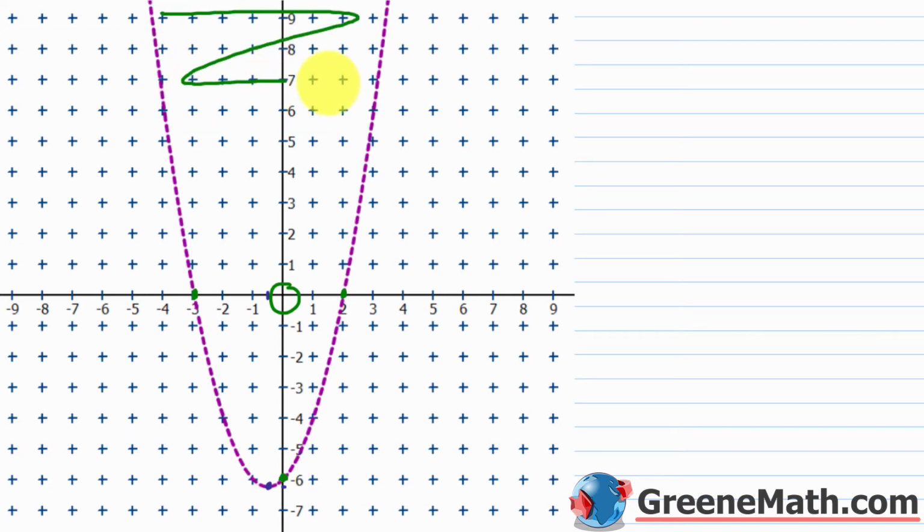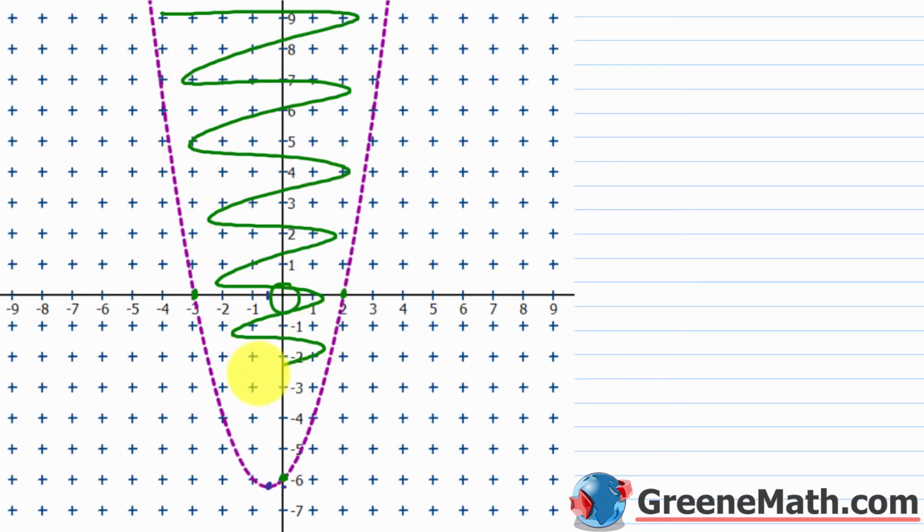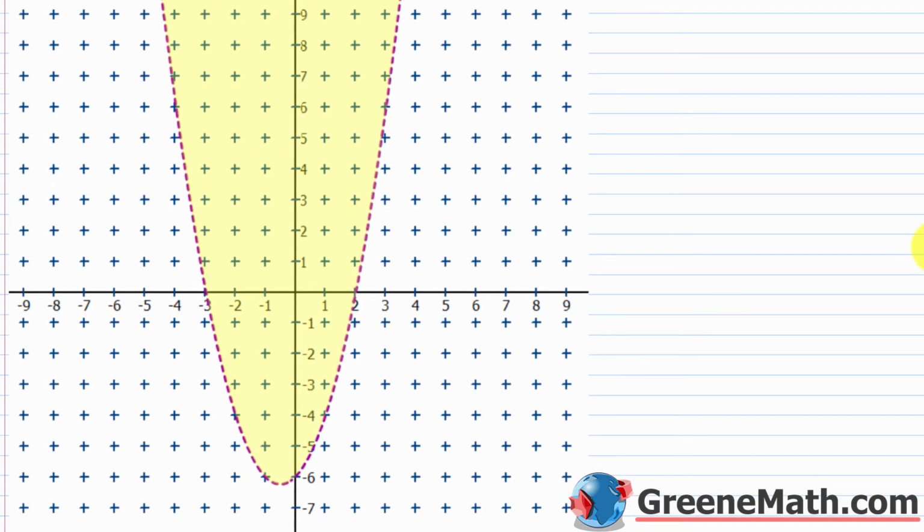So everything inside the parabola would work as a solution for my inequality. And then here's a computer-generated image. Once again, you have a dashed parabola to show it's not part of the solution. And then everything inside of the parabola is shaded to indicate that this is the solution region. Anything outside the parabola will be in the non-solution region.